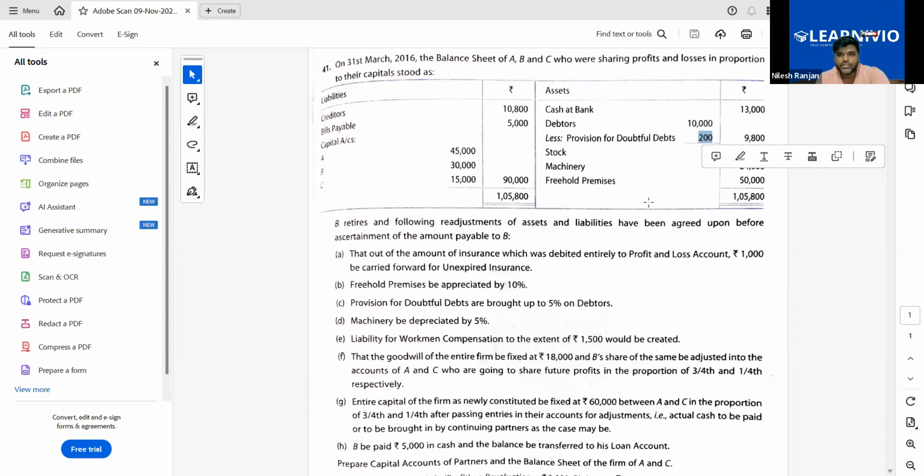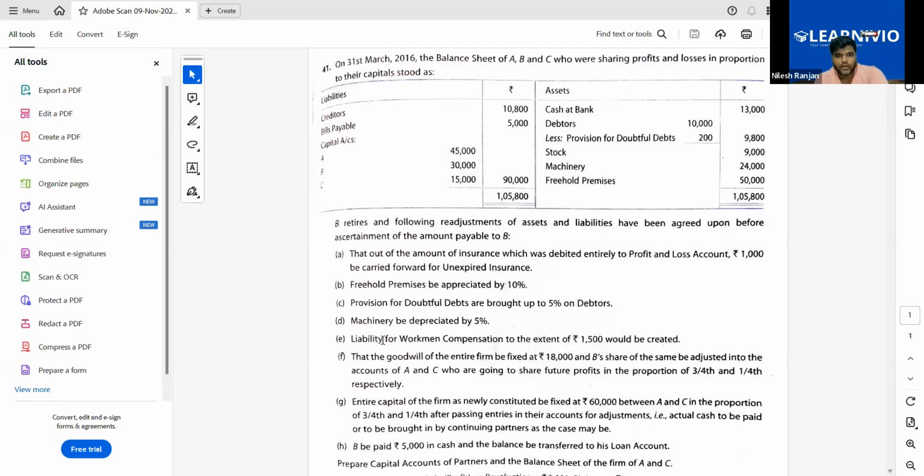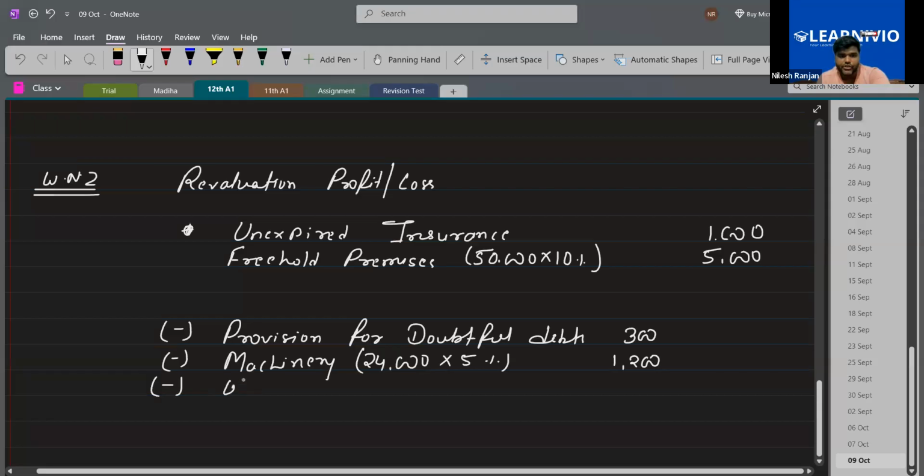Then machinery to be depreciated by 10%. So machinery value is 24,000, so it will be 24,000 into 5%, 1,200. After that, 1,000. A liability for workmen compensation to the extent of 1,500 would be created. So workmen compensation liability.